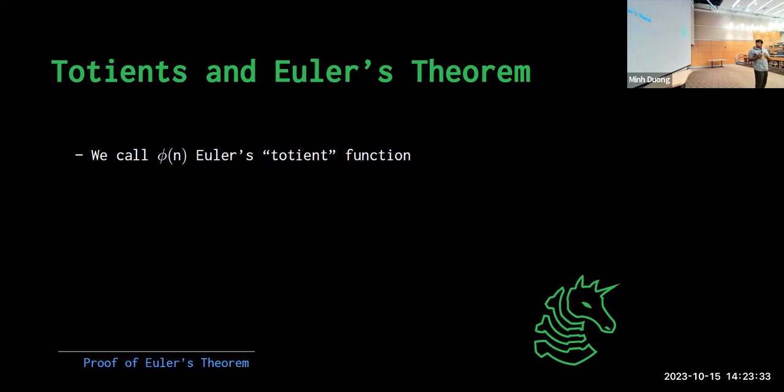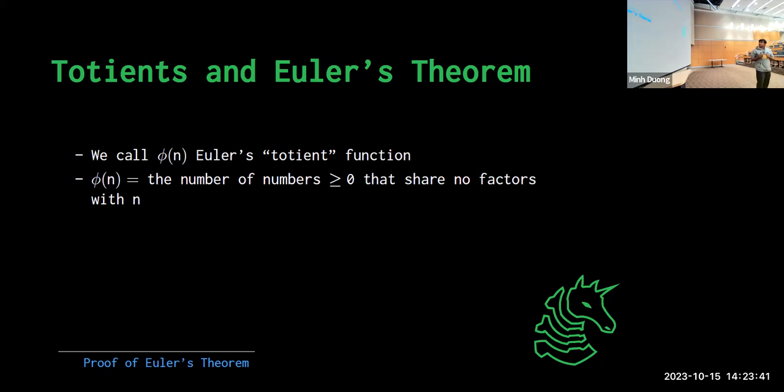So how is RSA implemented? Well, we come to the totient and Euler's theorem. We call phi of n Euler's totient function, and phi of n describes the number of integers greater than or equal to 0 that share no factors with n. We say this is the number of integers that are coprime to n.